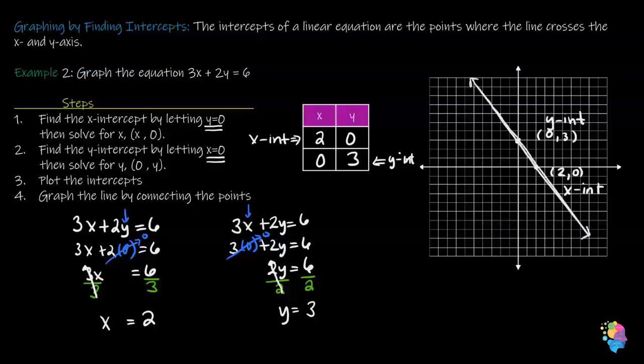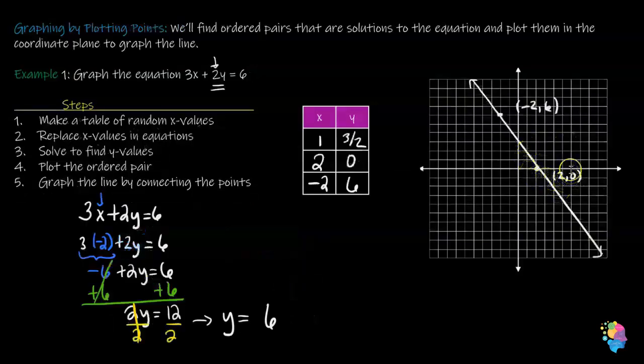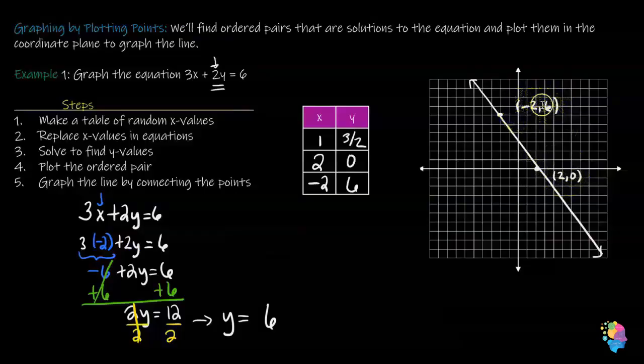Notice how we get the same graph as before, and you might be asking, how do I know this is the same graph? Well, we can go back to the equation and see what points were plotted on the first example. Now this point matches the one that we just graphed. So 2, 0 matches. Let's see if negative 2, 6 is also on the graph that we just plotted using the x and y intercept.